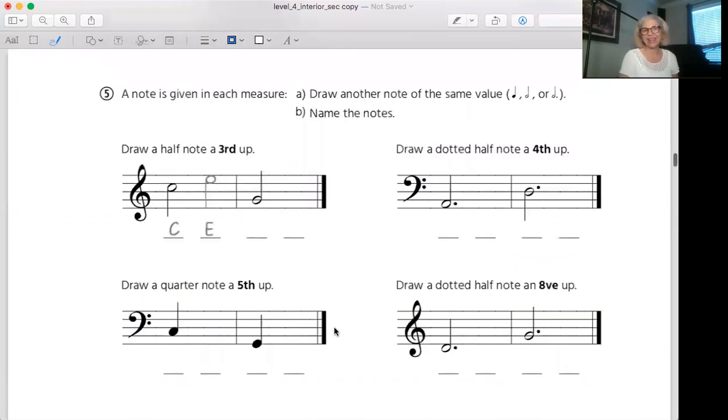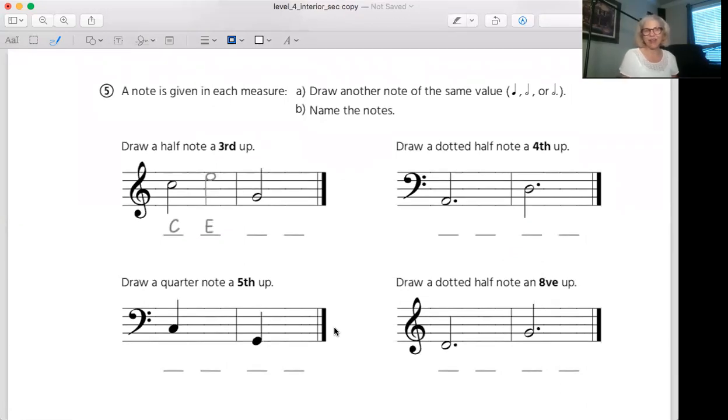All right, let's take a look now at section 5. A note is given in each measure. Draw another note of the same value. It might be a quarter, a half, or a dotted half, and then name the notes. So we have to be careful to follow the instructions. It says draw a half note a third up. The first example has been given for you, C to E, and they have filled in the letter names. Now you go ahead and complete the next measure in the same manner.